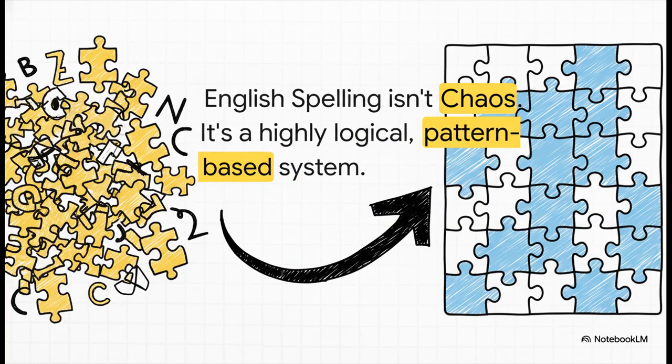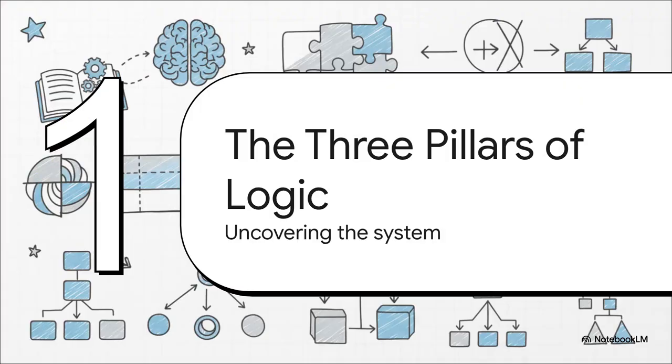But here's the secret. It's not chaos, not even close. It's actually a system, a really logical one. And once you see the patterns, all those puzzle pieces, they just start to click into place. So, how do we start to see this system?